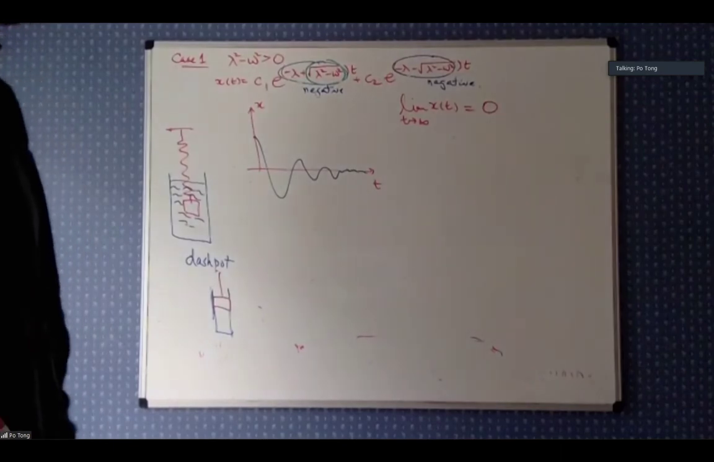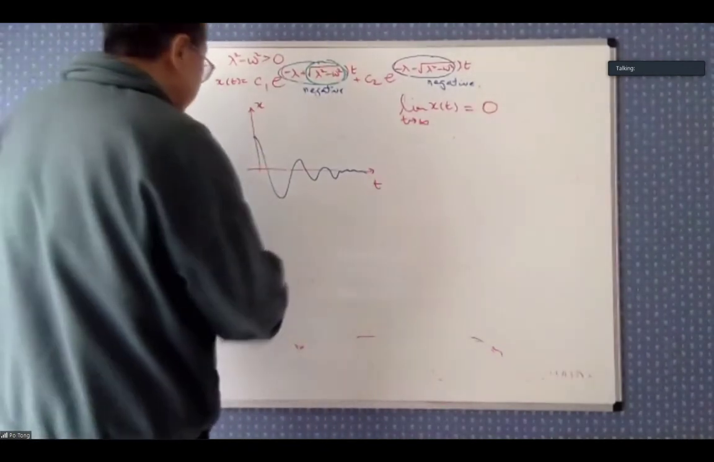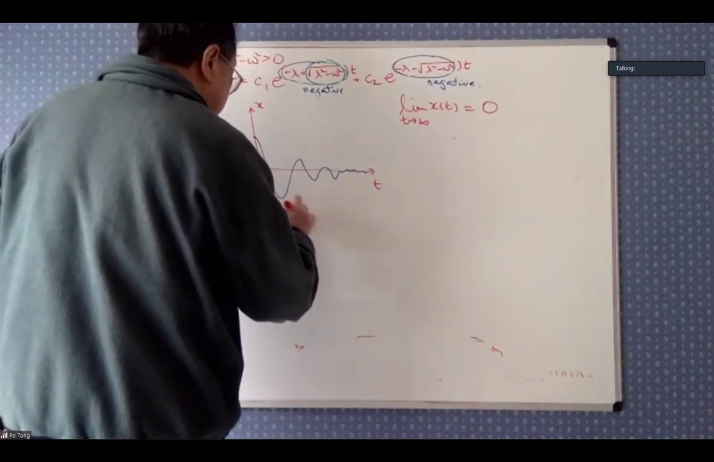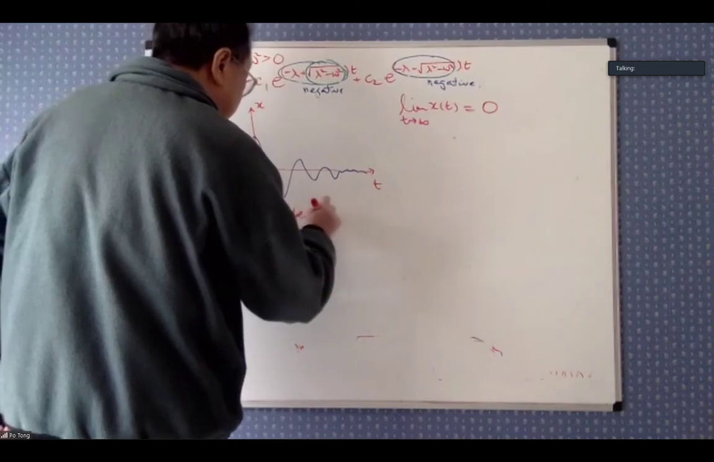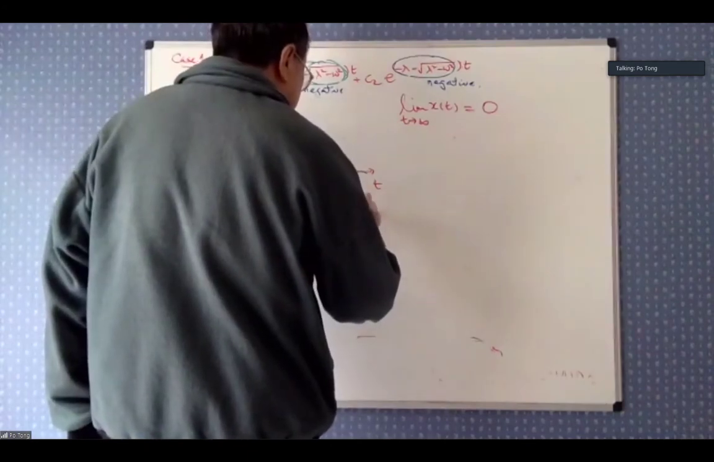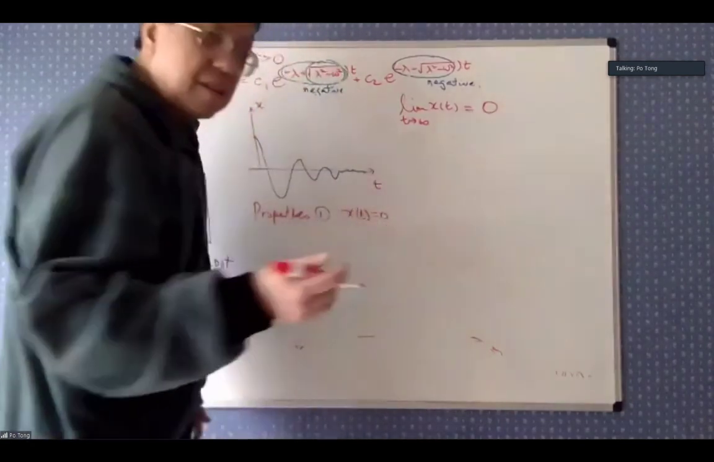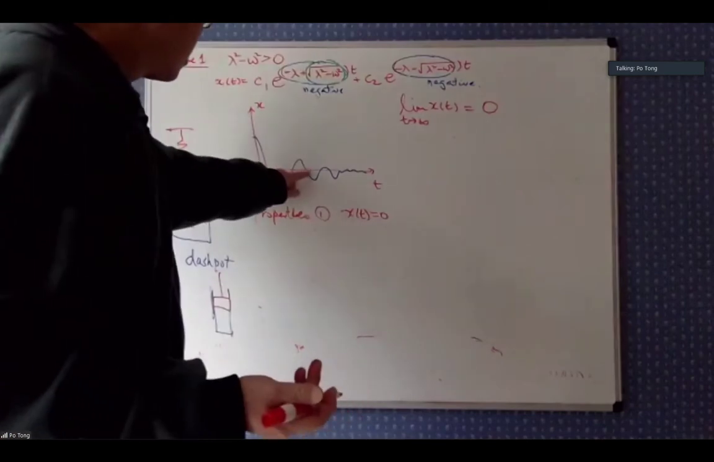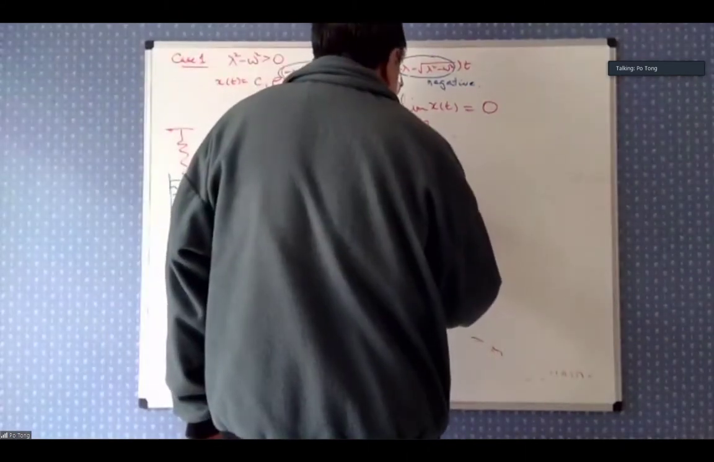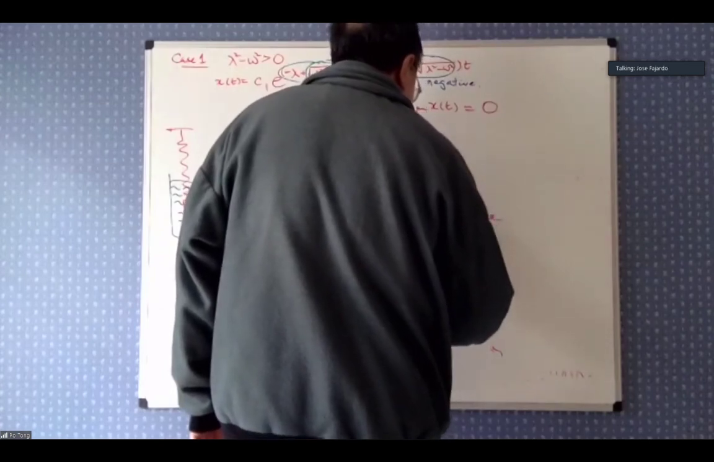So what I am going to do is, there are some properties here. x(t) equal to zero. x(t) equal to zero is the x-intercept. These are all x-intercepts. You guys know what I'm talking about? It occurs only once. Not only once. It occurs at most once.